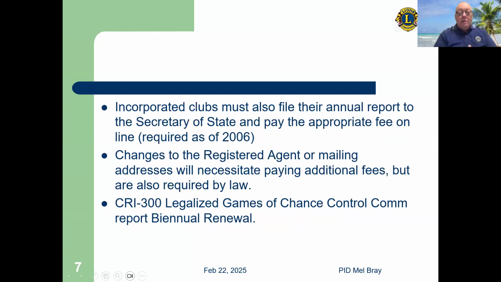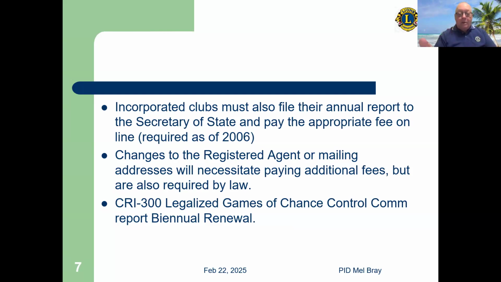Okay, so if your club has decided to set up its own corporation and be a nonprofit and a 501(c)(3), you're going to have to do more annual reporting. You've got to file separate forms every year with the Secretary of State. You also have to pay fees every year because you've done that, and it's been going on since 2006.